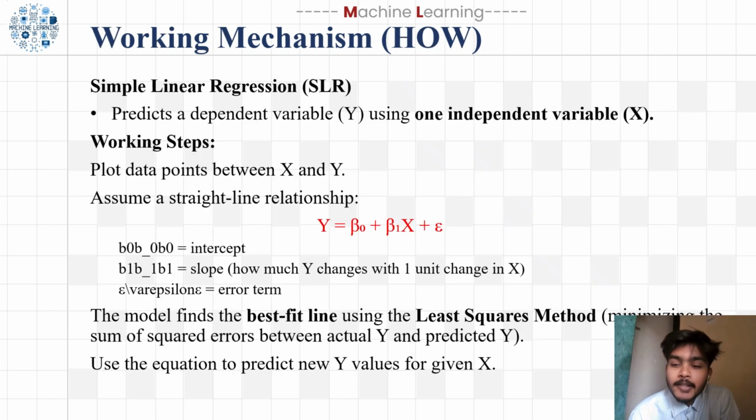In simple linear regression, we predict y using one x. So the steps are, first we plot data points, then we assume a straight line relationship, that is y is equal to b naught plus b1x plus e. Here b naught is the intercept, b1 is the slope, and e is error. We use the least square method to find the best fit line, and use this line to predict new values. For example, study hours versus marks. More hours studied means higher marks predicted.